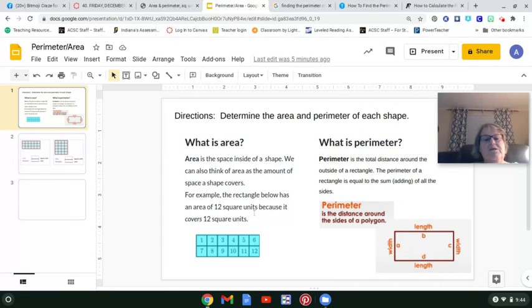Area is measured in square units because we're filling it up with squares. Perimeter is just measured in units. So if this was a fence that was 6 by 3 by 6 by 3, then we would say 18 feet or 18 yards. It's not squares, it's the distance around. So we just use the measurement, 18 feet, 18 yards.